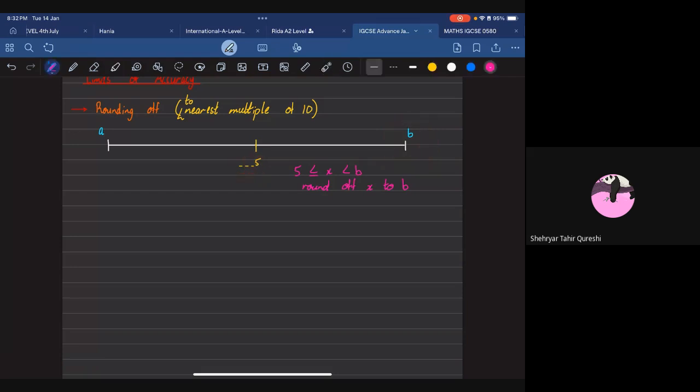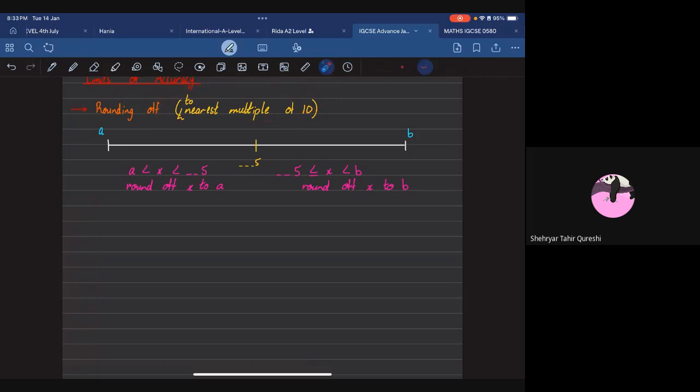Clear? Also, keeping this in mind, what's going to happen next? Now, for example, if your x is greater than a, but less than whatever 5 you have, so it's less than the halfway point, then you're simply going to round off x to a. Now that's just common, simple language. That's really easy to understand. So you just need to identify it. And now you also need to identify the nearest multiple.